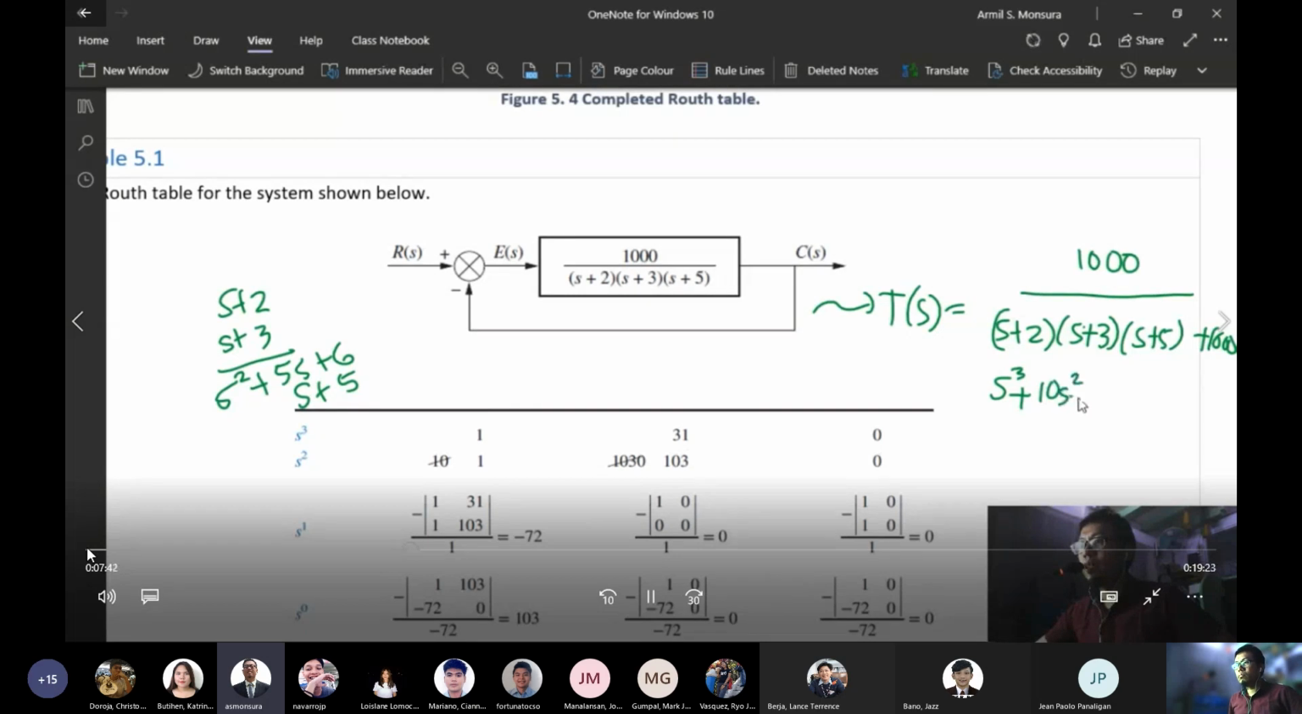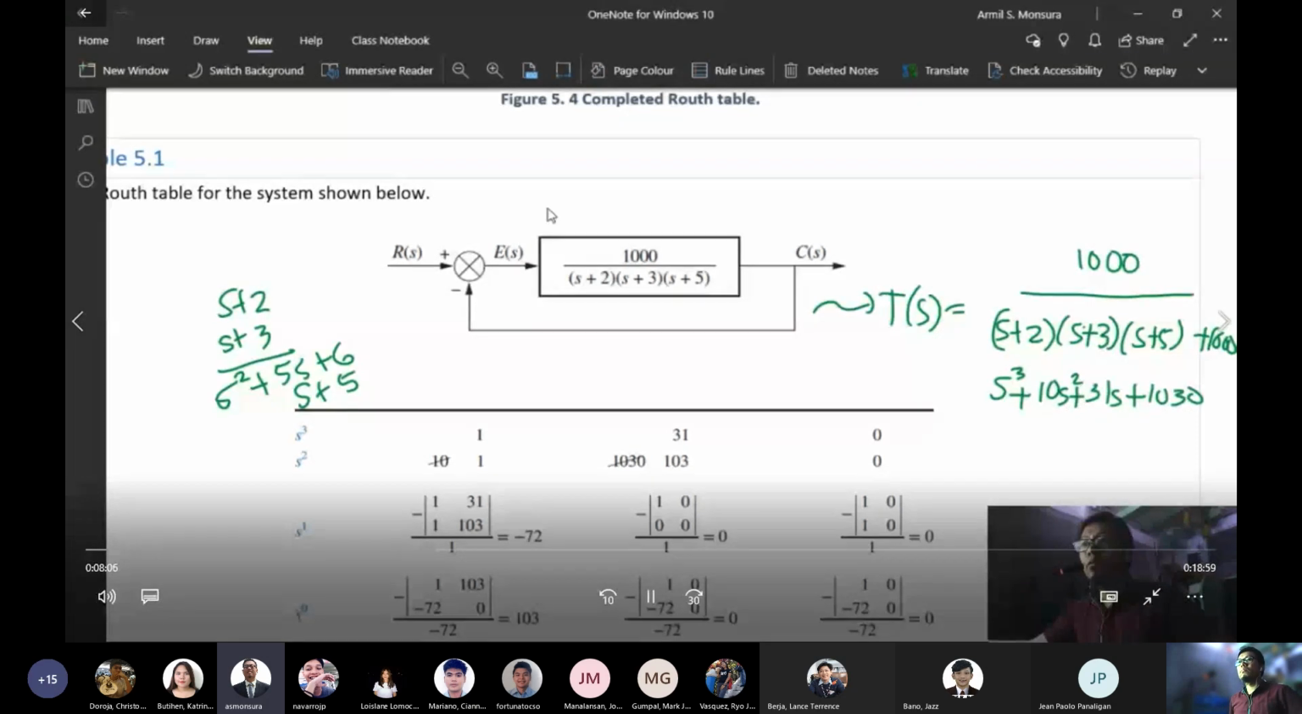Okay, 10S square plus 6 plus 25 plus 31S. Okay. Plus 30 plus 1,000, so 1,030. So ito yung magiging denominator nito, no? Okay, so S cube plus 10S square plus 31S plus 1,030. Okay, so yan yung ilalagay natin dito sa ating route table.